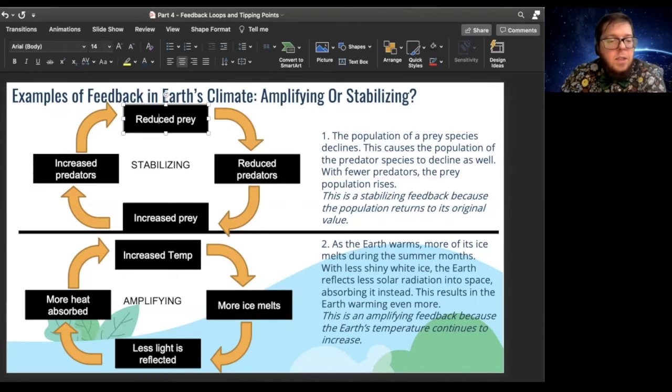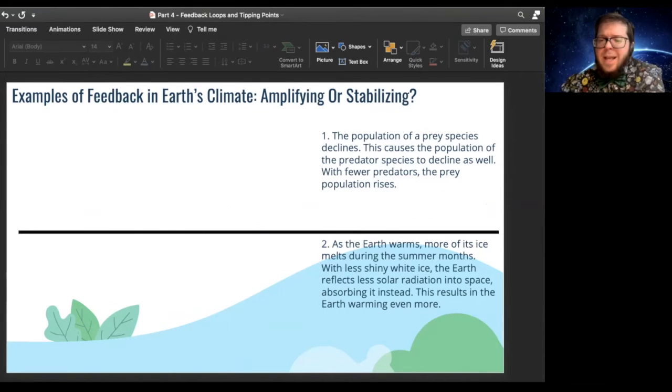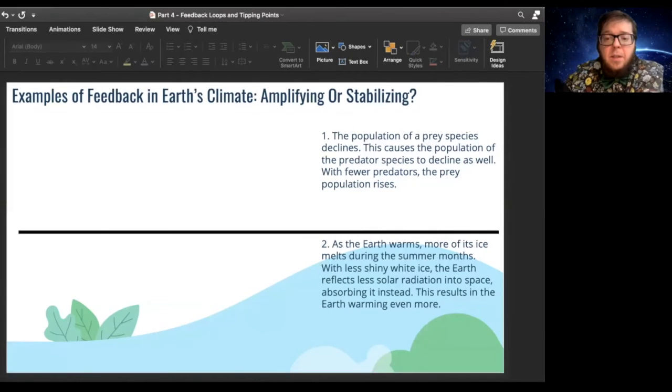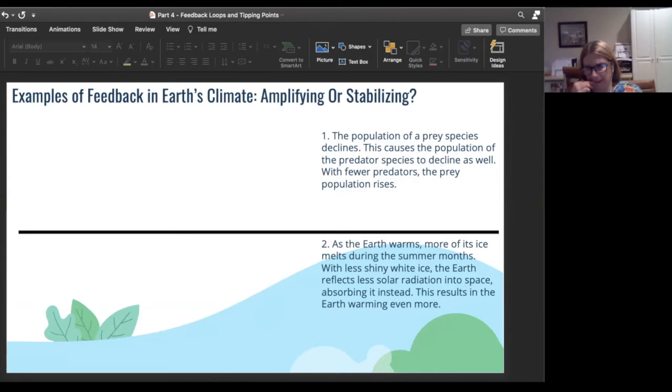So let's look at the second example. As the Earth warms, we saw this one already as well. These are our 2 feedback loops from the first example slides that I had. As the Earth warms, more of its ice melts during the summer months. With less shiny white ice, the Earth reflects less solar radiation into space, absorbing it instead. This results in the Earth warming even more. Amplifying or stabilizing? Amplifying. This one's an amplifying loop.